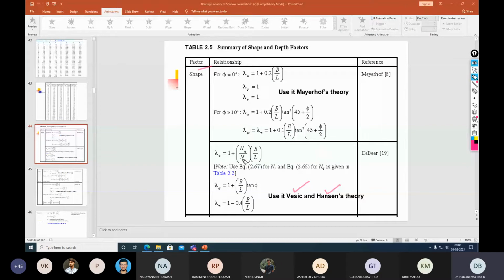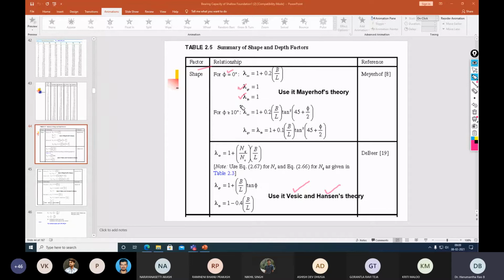For better understanding, again you can see in this slide the shape factors proposed by Meyerhof as well as Vesic and Hansen. In Meyerhof's theory, the shape factor is suggested for two cases: when the angle of internal friction is 0, which is nothing but pure clayey soil, the lambda c s is 1 plus 0.2 times B by L. When the soil is pure clay, then lambda s q and lambda s gamma will become 0.